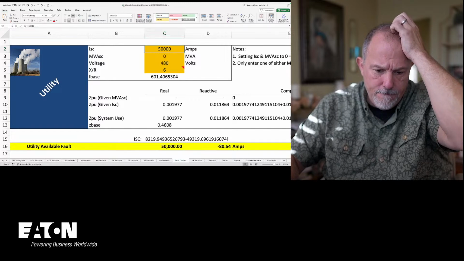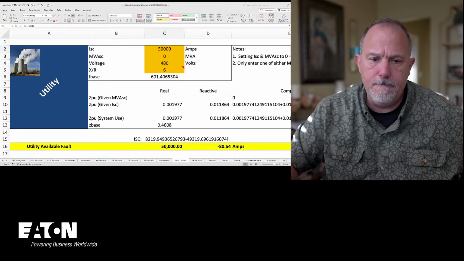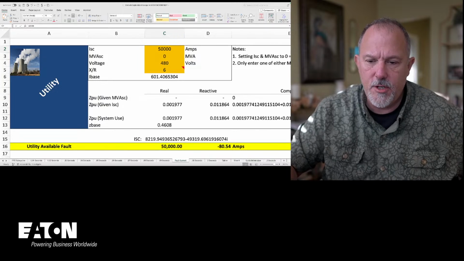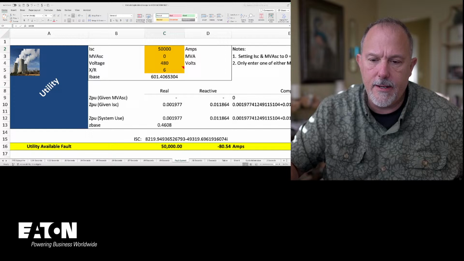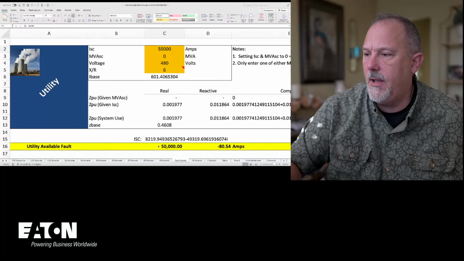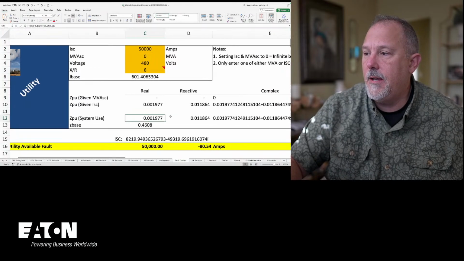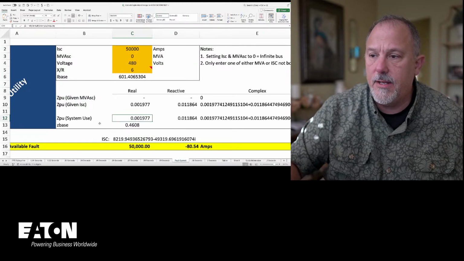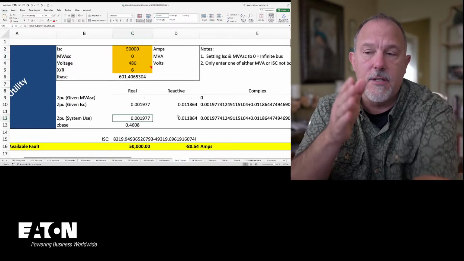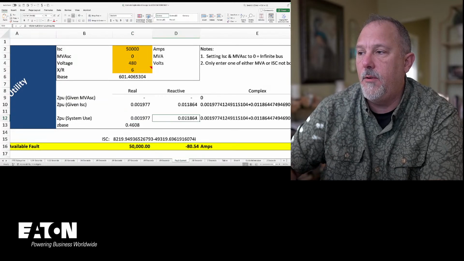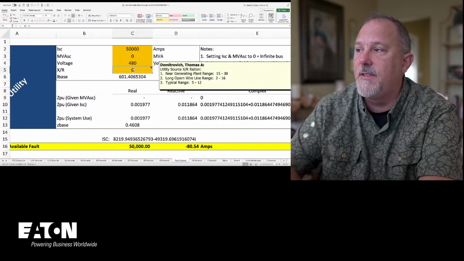And then, if we recall, the real and reactive was 0.001977. That was the real Z per unit, because we took the 50,000 and we converted that over to Z per unit. And we did an X to R ratio of 6.